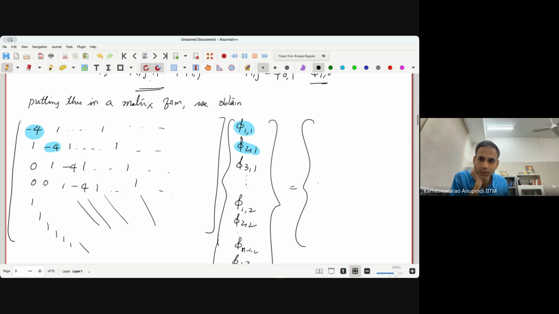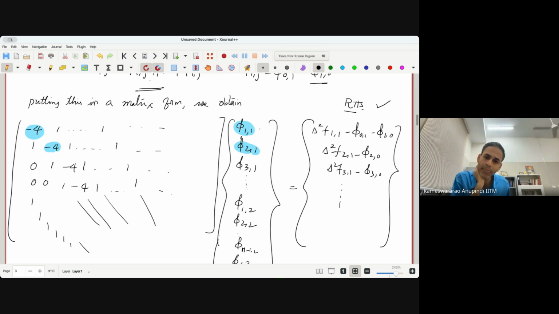And then on the right hand side, what you see is that you get del square f1,1 minus phi 0,1 minus phi 1,0. And then for other points, for 2,1, we're going to get del square 2f1 minus, there will be only one boundary, right? Only for the corner point you have 2 points. For everybody else, it's going to be only 1. So this is going to be phi 2,0, del square f3,1 minus phi 3,0, and so on. Okay, so that's how your right hand side vector is going to be, which is a known vector, and this is the unknowns that you have to solve for, and this is the A matrix.